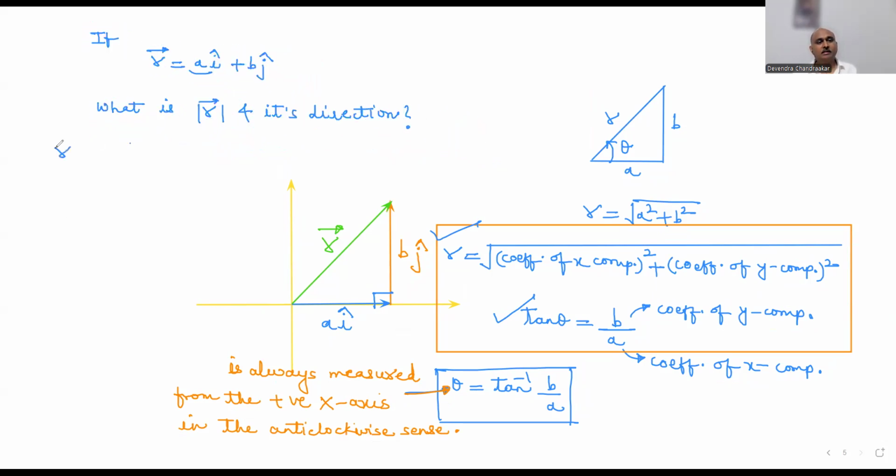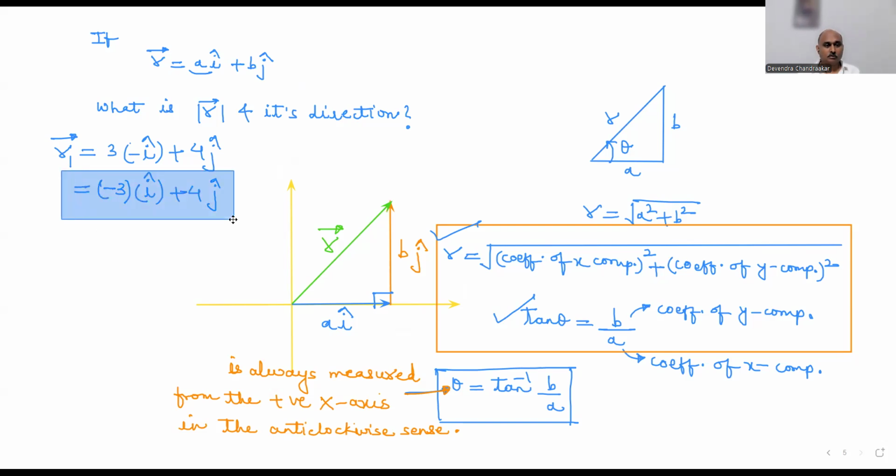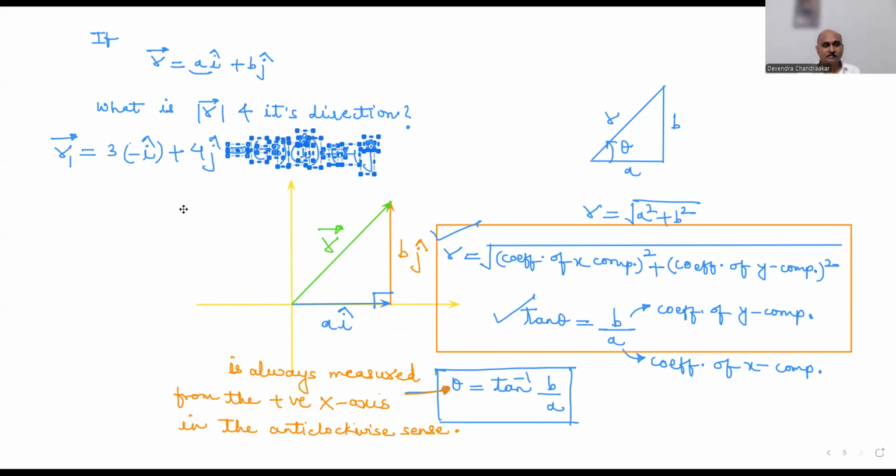So if I have a vector like this, vector R1, which is minus 3 i cap plus 4 j cap. Please pay attention. So to make it the coefficient, how do we write the coefficient? The sign should be with the constant. The minus is with the 3 i cap, plus 4 j cap. I hope all of you understood this. Yes or no? Yes. Now, so the coefficients are made like this.